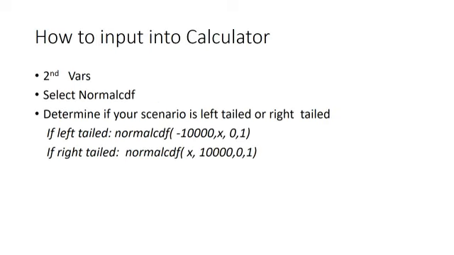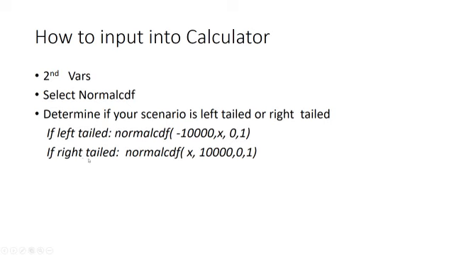How to input the calculator to find the p-value. First, you hit second vars, then select normal CDF. You have to determine if your scenario is going to be left tail or right tail. You may notice that some of these commands are very similar to when you are trying to find the cumulative area using the z-value. If it is left tail, you use normal cumulative distributive function, where infinity is represented by negative 10,000. X is whatever your z-value is, and since we're using a standard bell curve, 0 will be your mean and 1 will be your standard deviation.